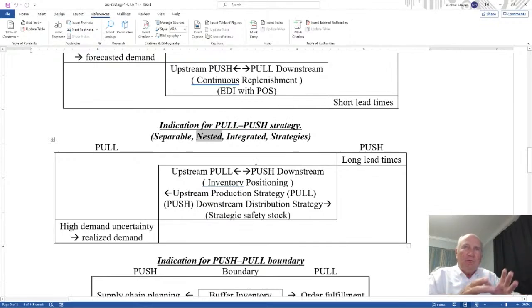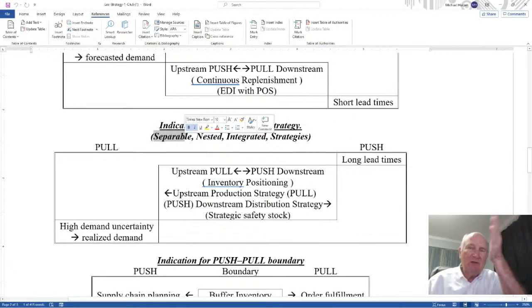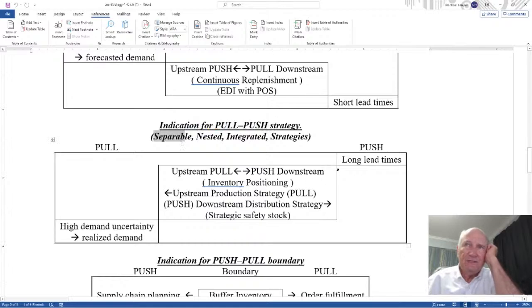You have push-pull, pull-push, push-pull. Okay, it could be integrated. Pull-push could be integrated within a push-pull, or it could be totally separable. Two parallel systems to satisfy different types of downstream demand or downstream lead times. So the idea here, since we have long lead times down here, is inventory positioning. And so the inventory positioning downstream is saying, well, since we have a push system down here, we want inventory. But since it's downstream, we don't want large inventories. We want to have inventory to satisfy the different demands downstream.